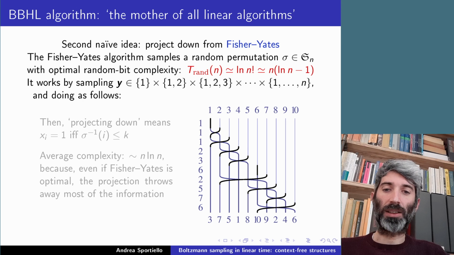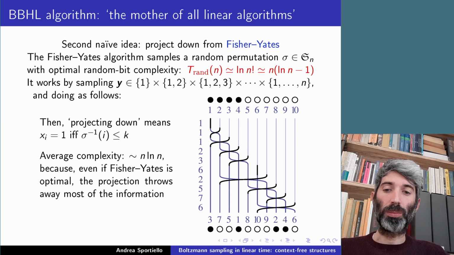Second idea is that you remember that there is the Fisher-Yates algorithm for sampling random permutations, and this one has complexity n log n, essentially, by sampling random integers in the Cartesian product of 1 times 1, 2 times 1, 3, and so on and so forth. And then you project down from a permutation to a shuffle by saying, for example, that the images of the first k integers become black and the others become white.